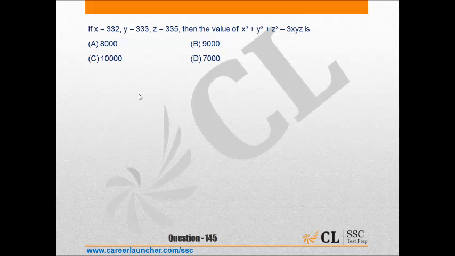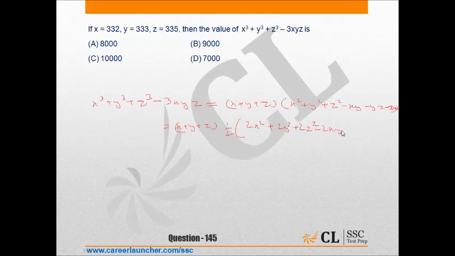In this case, we have to use a standard formula, that is x cube plus y cube plus z cube minus 3xyz is equal to x plus y plus z into x square plus y square plus z square minus xy minus yz minus zx, right? So let this be x plus y plus z. Multiplying this entire thing by 2, this gives 2x square plus 2y square plus 2z square minus 2xy minus 2yz minus 2zx, which gives 1 by 2 into (x minus y) whole square plus (y minus z) whole square plus (z minus x) whole square.